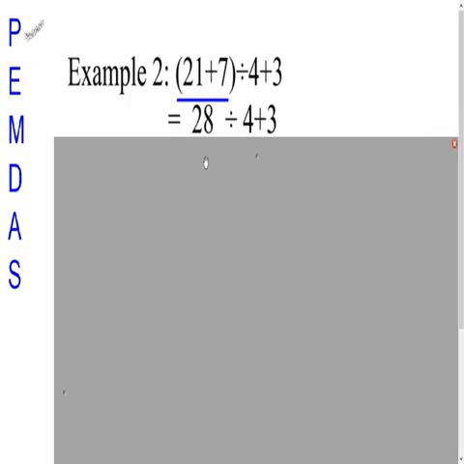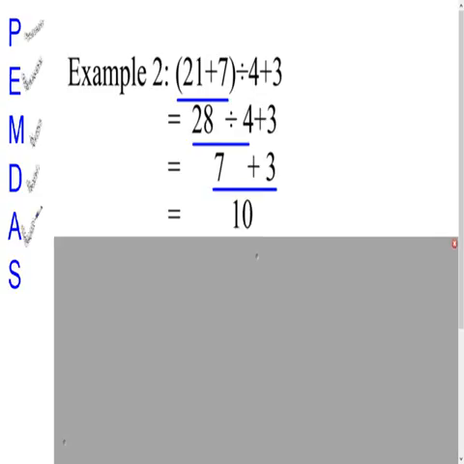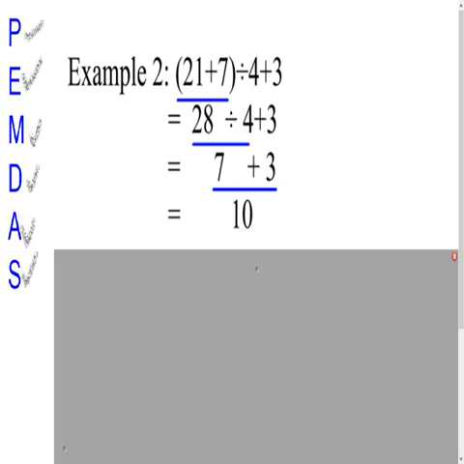Example number 2. Do we have any parentheses to work on here? We do. So we're going to do that one first. 21 plus 7 is 28, divided by 4 plus 3. Any exponents? Nope. So we're done with that. Multiplication? Nope. That one's checked off. So we'll do the division. 28 divided by 4 is 7, and 7 plus 3 is 10. So all done there. Here's our answer of 10.